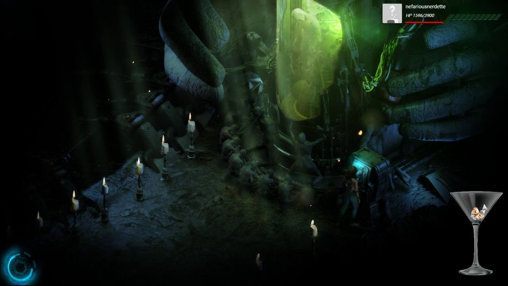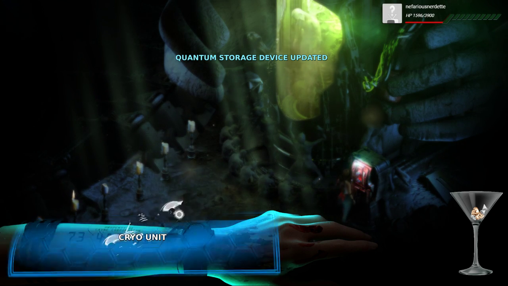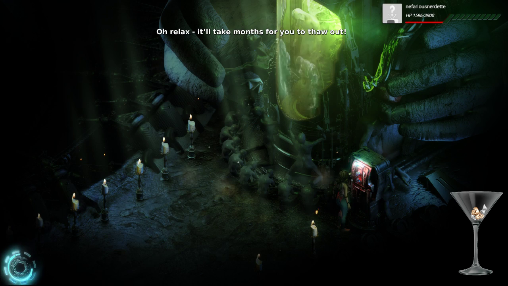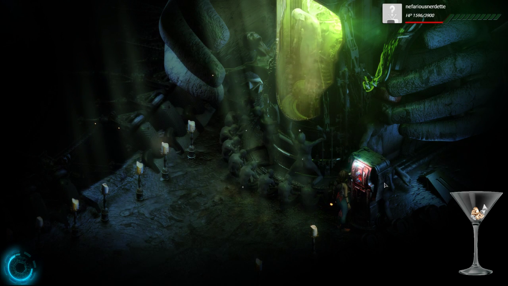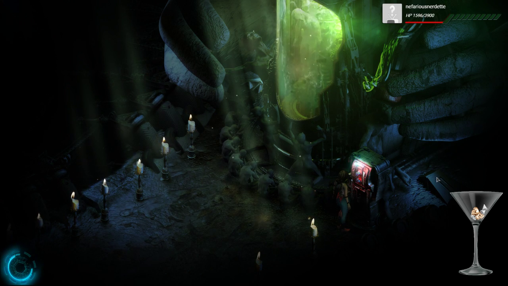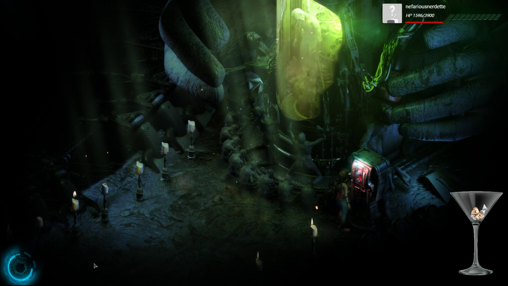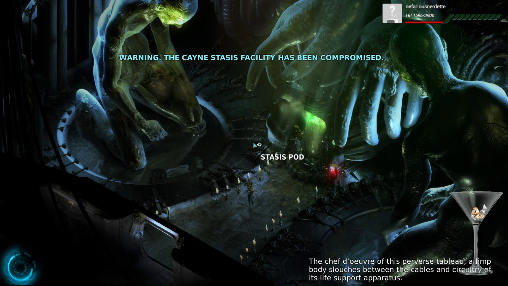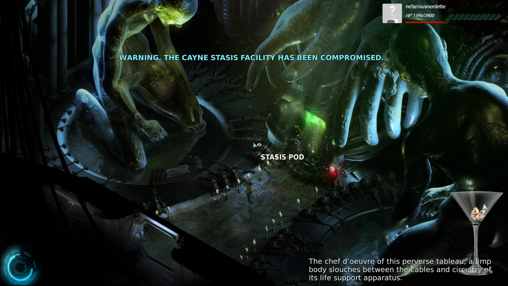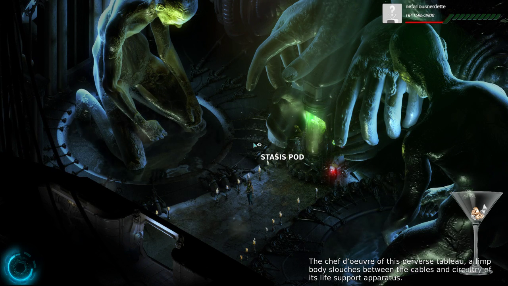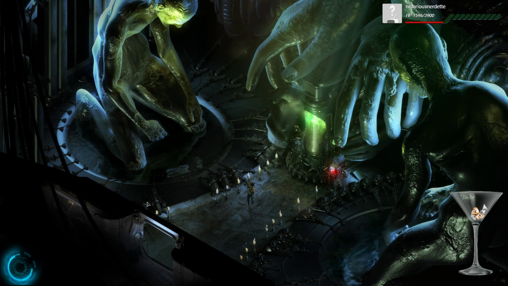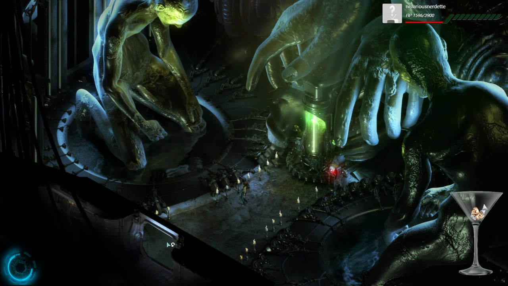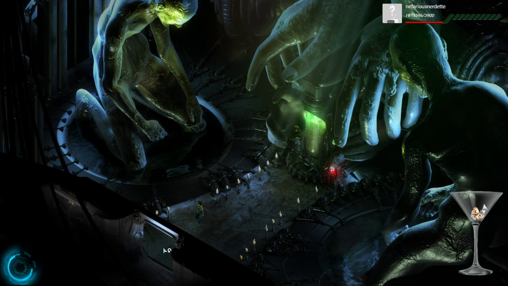Alright. Let's fuck with this. Cryo unit. Oh, I think that was the third component I needed. Relax. It'll take months for you to thaw out. Didn't get your license until you were 21? I think I got my license at, like, 18 maybe. I know I was old enough that I skipped the learner's permit and went straight to a full license. So I was at least 18. Oh, and now this is open. Nice.